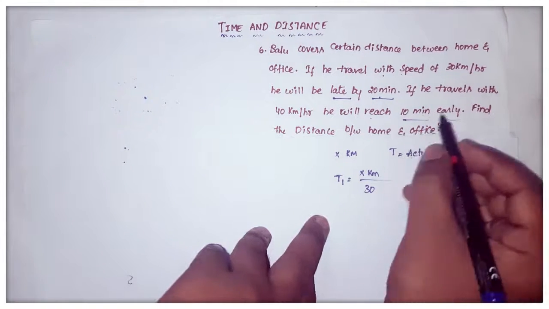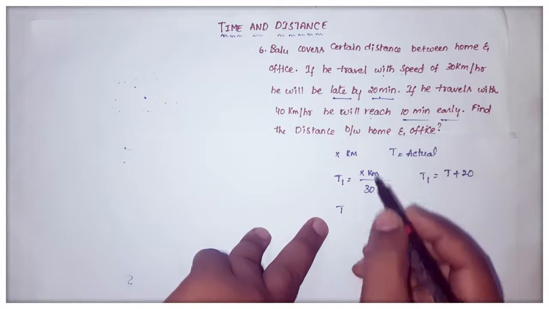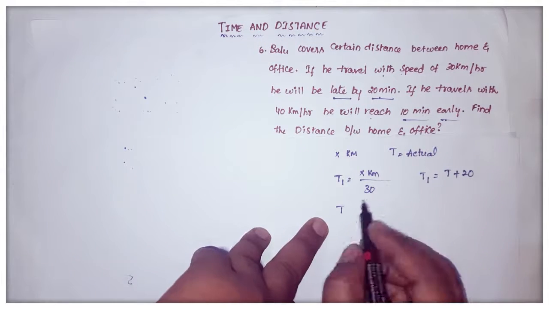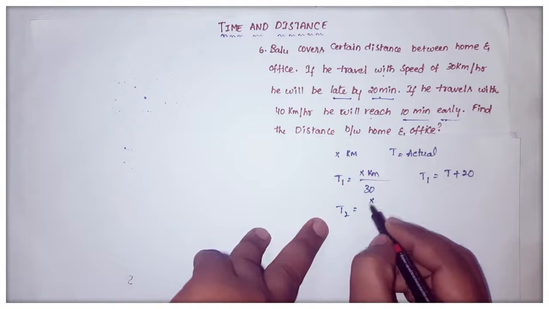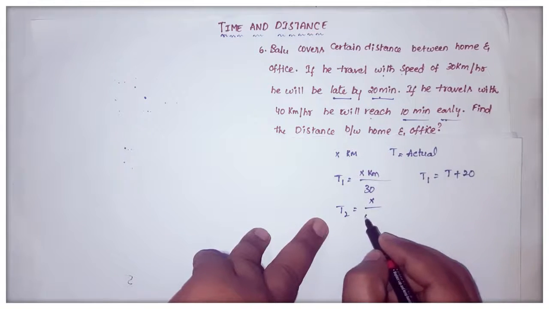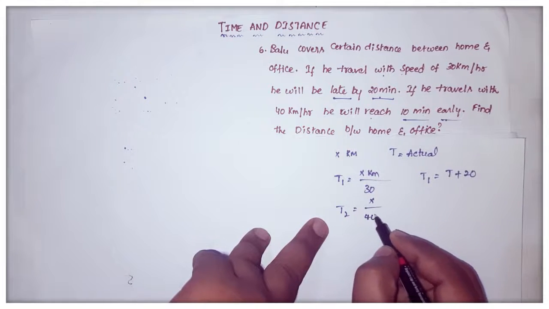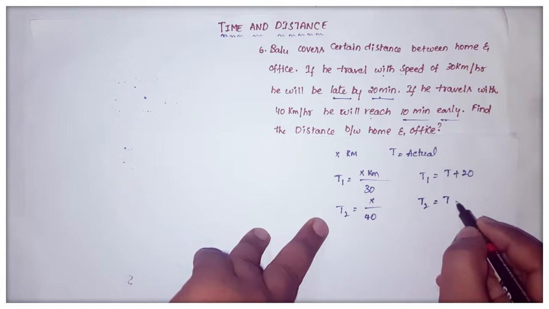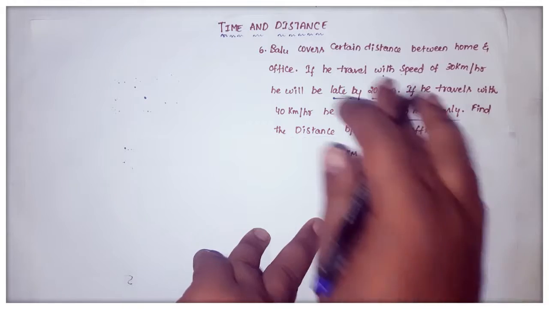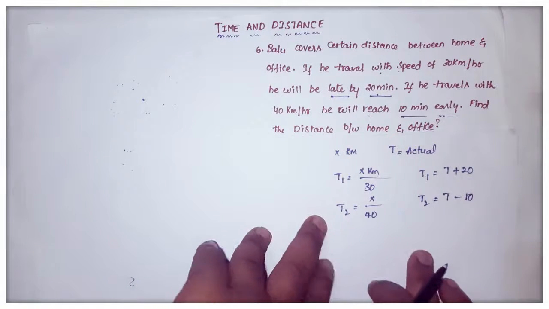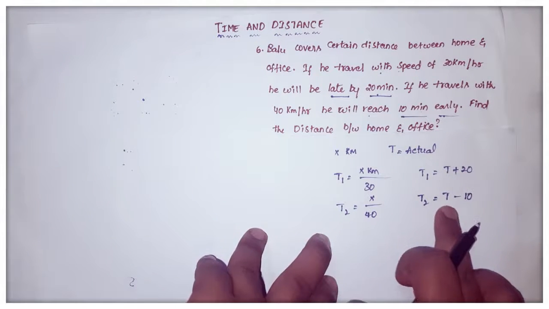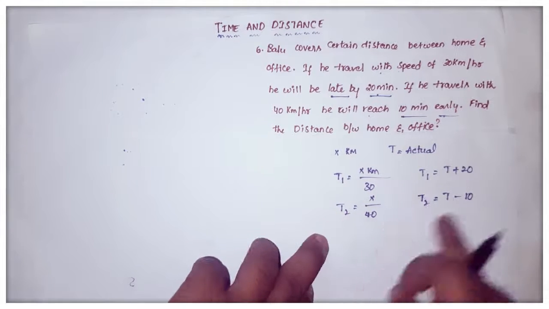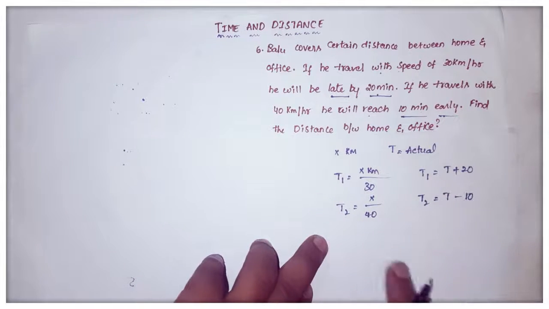In case 2, if he travels with 40 km per hour, he will reach 10 minutes early. Time t2 is nothing but 10 minutes early, no? So t minus 10 will be the relationship between actual time t and t2. We use these four equations to solve that.